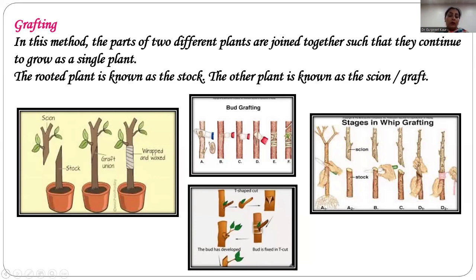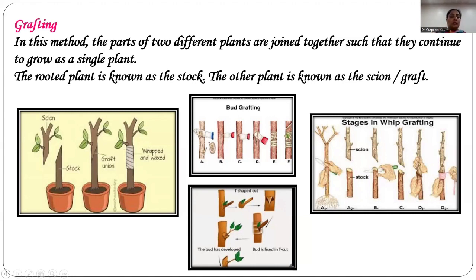But what we want is we should have the characters of both. What we can do is we can have the root portion of the wild variety, which is disease resistant, and we can have the shoot portion of the second variety, which is high yielding variety. How can it be done?